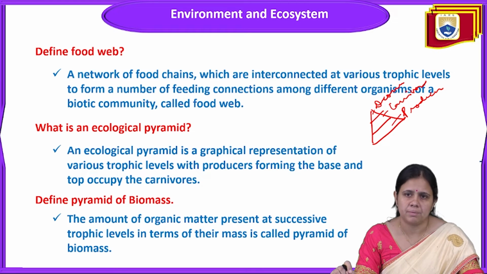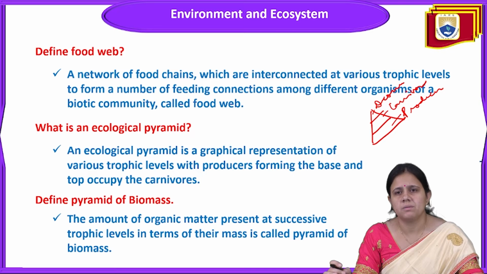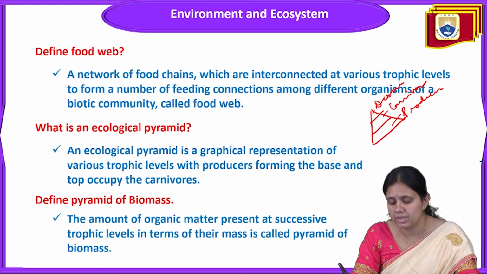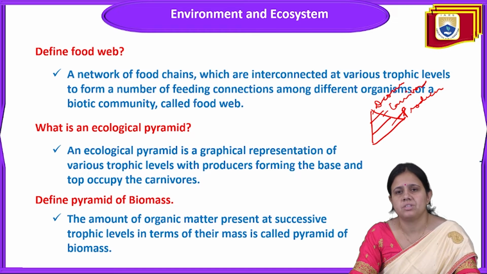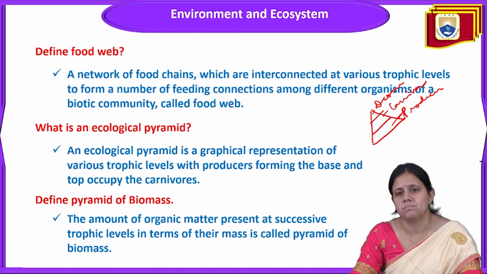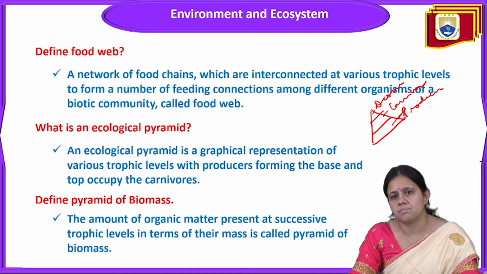Next is the pyramid of biomass. First, this is the ecological pyramid, a graphical representation of various trophic levels with the producers at the base and the top occupied by the carnivores and decomposers. And then the next definition is about the pyramid of biomass. Biomass is the amount of organic matter present at successive trophic levels in terms of their mass, and this is called a pyramid of biomass.